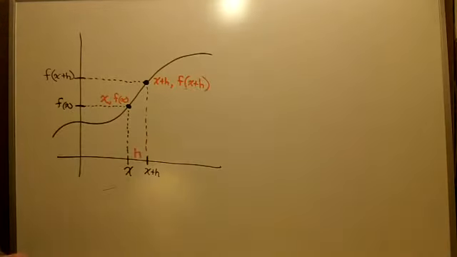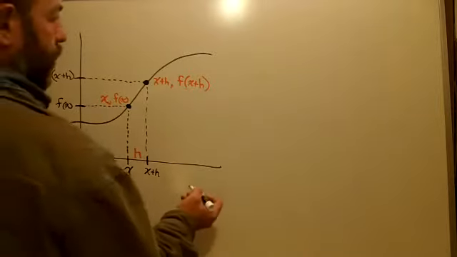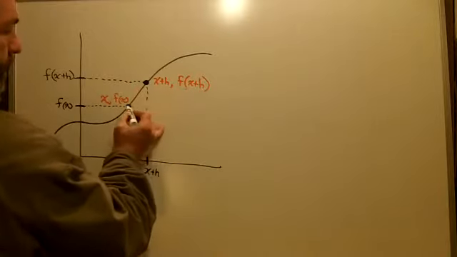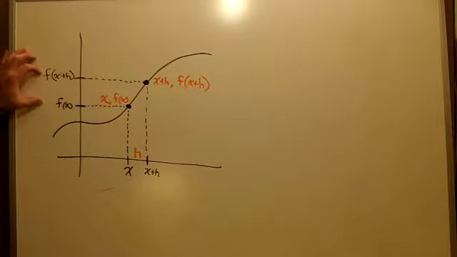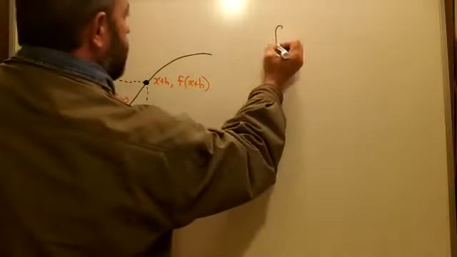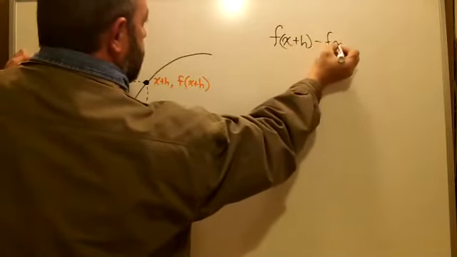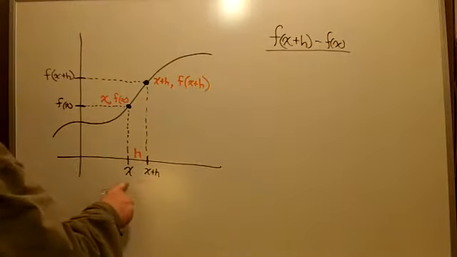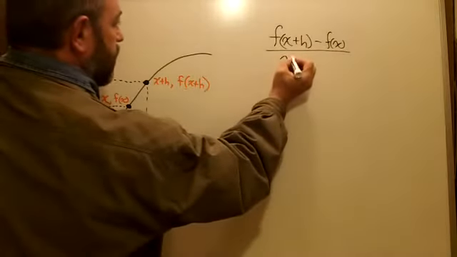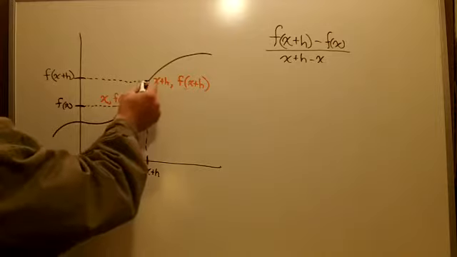Now we're going to evaluate it the same way we did the simple linear line. Basically, rise over run. How much does it go up over how much does it go over? So to get how much it goes up, we're taking f of x plus h minus f of x, over how much it goes over, that'd be x plus h minus x. That's the slope of the line that connects these 2 points right here.